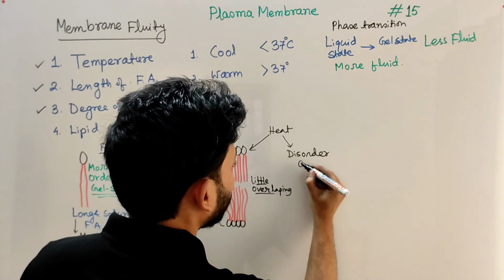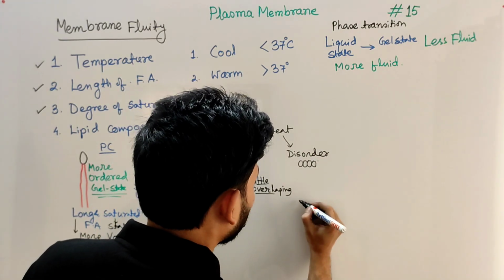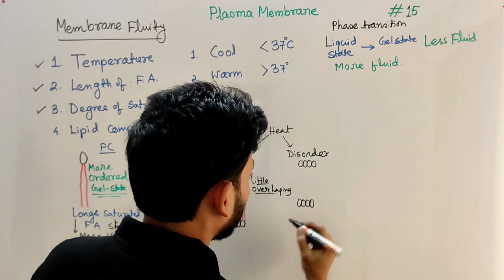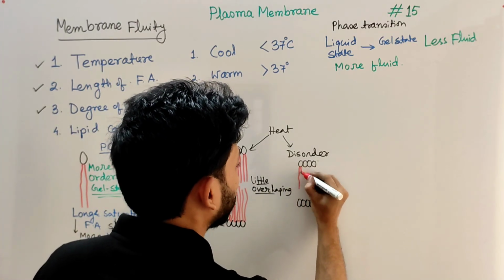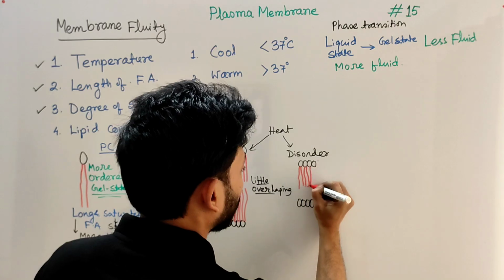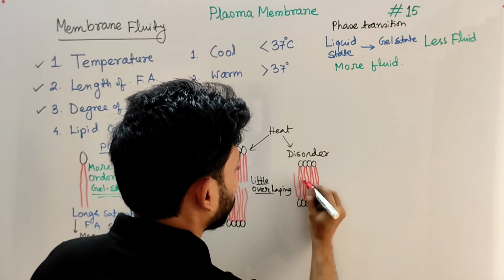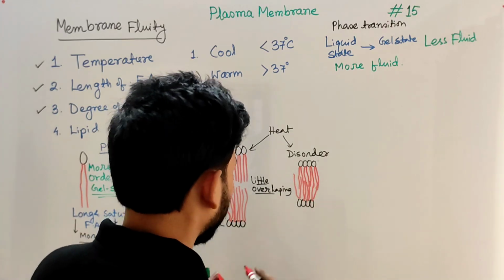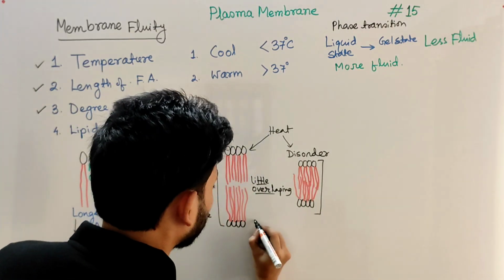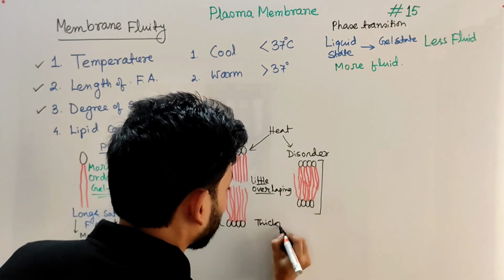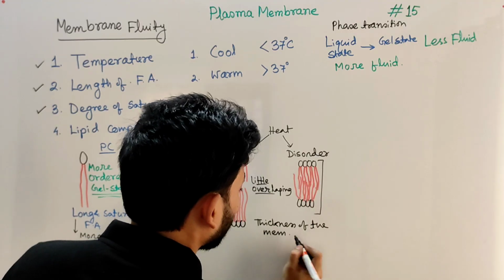These lipid molecules now look like this. How it will look, I will show you. Now the fatty acids of these lipid molecules will overlap significantly, and that will decrease the thickness of the membrane also. Let's remember this. So the thickness of the membrane will decrease.